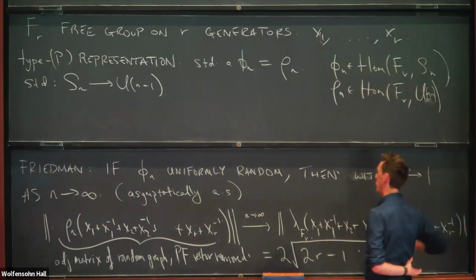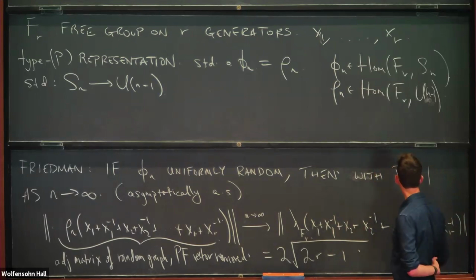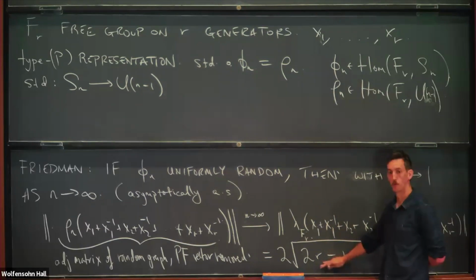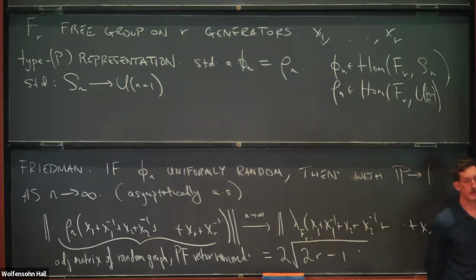So this is my starting point. Yeah, in general, this is not easy to compute, but in this case, you know what it is. Okay, this is what this number really is. Any other questions?